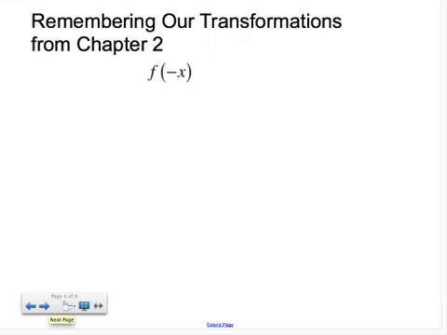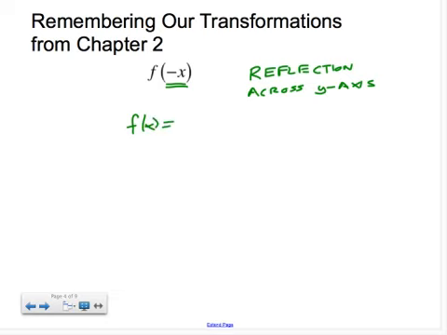Now, let's remember what we did in Chapter 2 with transformations. If we have the graph of f and we apply f of negative x, this is a transformation to the inside of the function, so it's a horizontal transformation, and the negative sign makes it a reflection. So this is going to be a horizontal reflection, which means it's a reflection across the y-axis. Hopefully that makes sense.